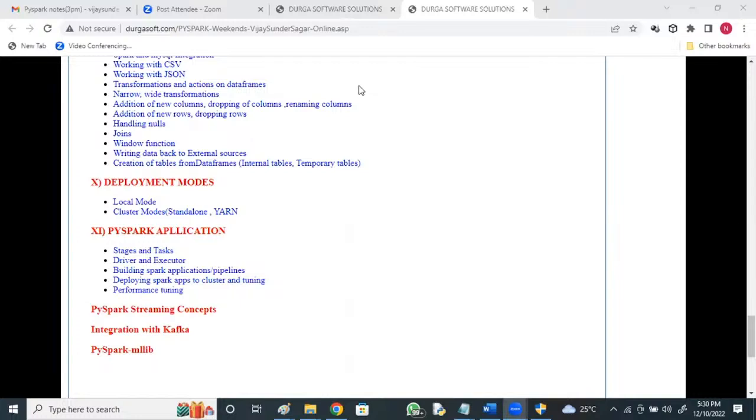Is any cloud knowledge mandatory, sir? Yes. I'll also provide you those things at the end. Yes, even for this, it is helpful for designing in Azure Databricks also.